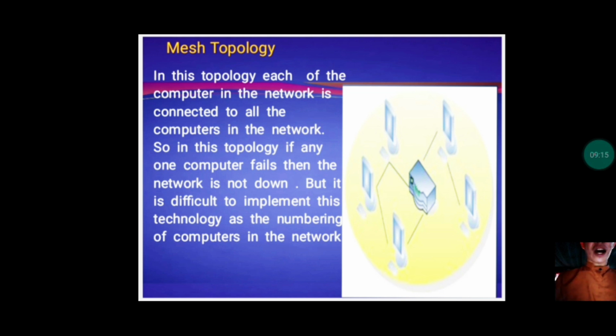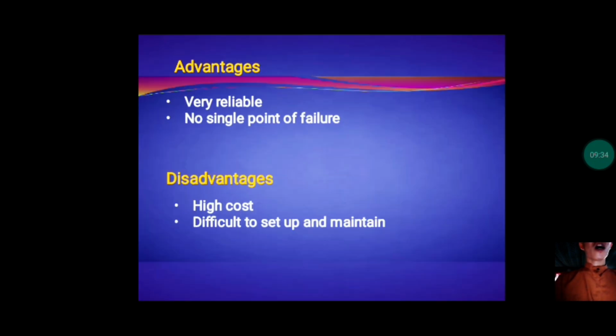So every device is connected to all other devices. This allows multiple paths for data transmission. For example, a group where everyone can talk directly to everyone. Advantages of this topology: very reliable, no single point of failure. Disadvantages: high cost, difficult to set up and maintain.